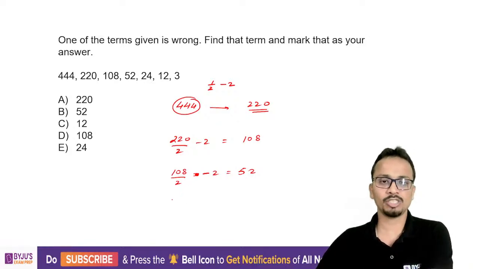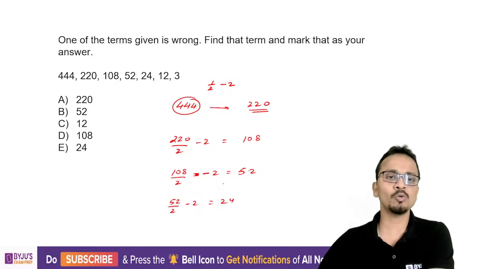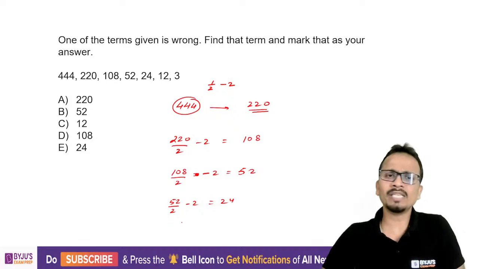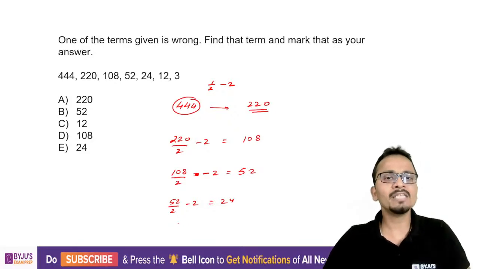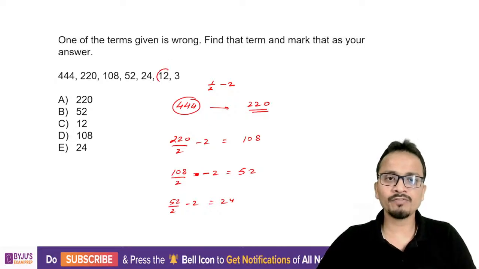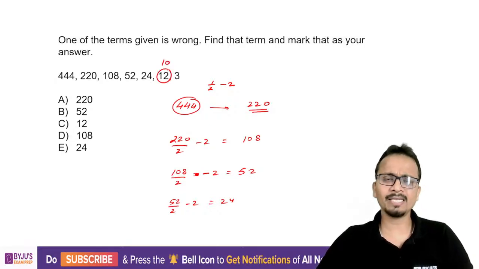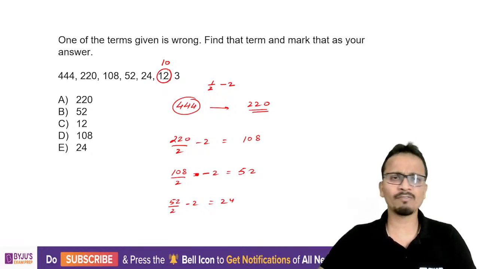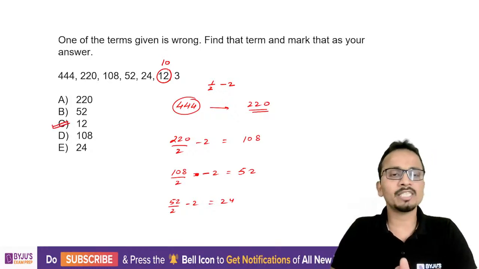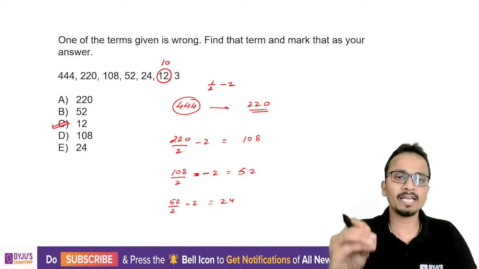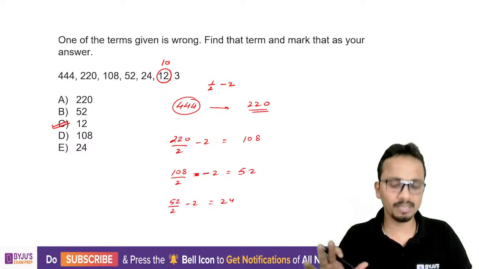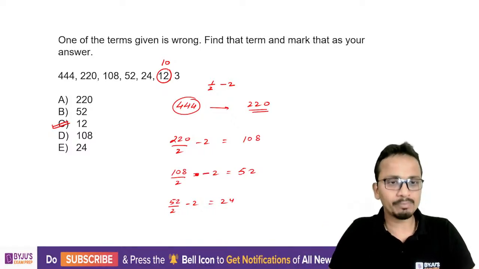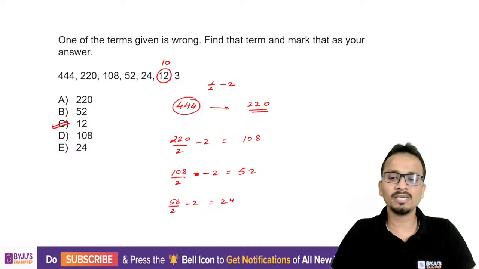As per the same logic, now 52 divided by 2 minus 2 will be 24. It is absolutely correct. Now 24 divided by 2 is 12. 12 minus 2 should be 10. So instead of this term, 10 should come, and then the series will become fine. All right. So we have got the wrong term. So wrong term is 12. Now everywhere else the same logic is being followed. So instead of 12, if I write 10, then the same logic will be followed up till the last term. All right. So most of you are absolutely correct. Yes, answer is option C, 12.